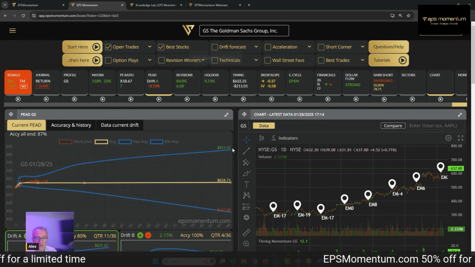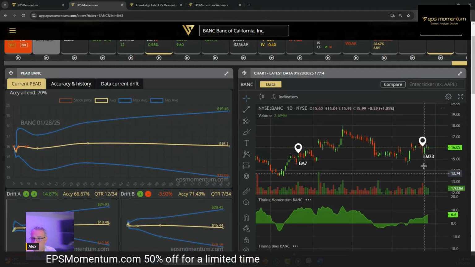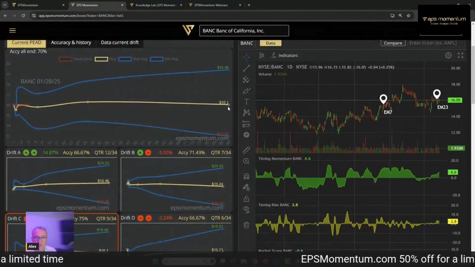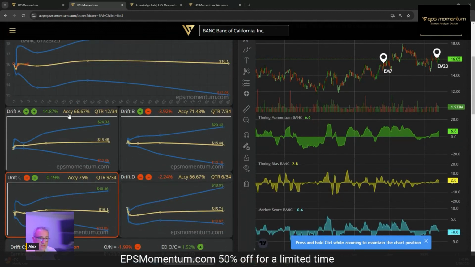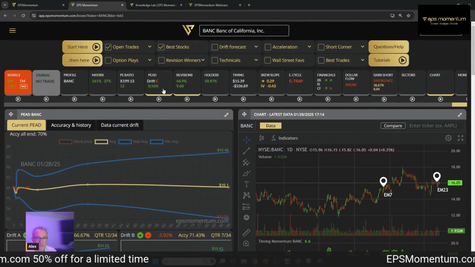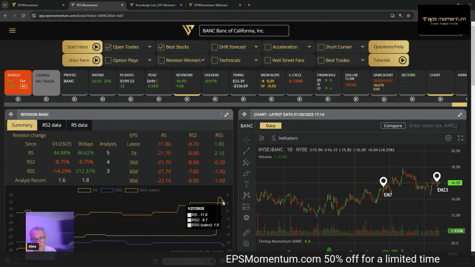So if we look at other stocks, for example, Bank of California, we get EM23. It's growing. The drift is pointing to $16. Usually kind of flat for the quarter. It was not a drift day, so it's kind of more flattish. But we can look at the revisions. Revisions have been up a lot, but recently in the last few days, maybe with a correction.